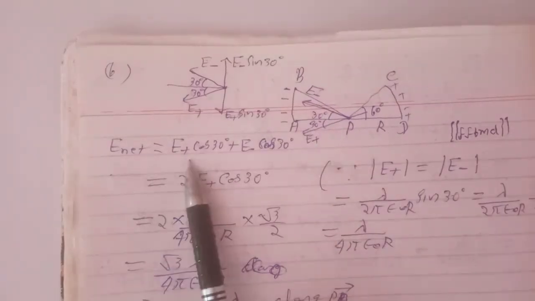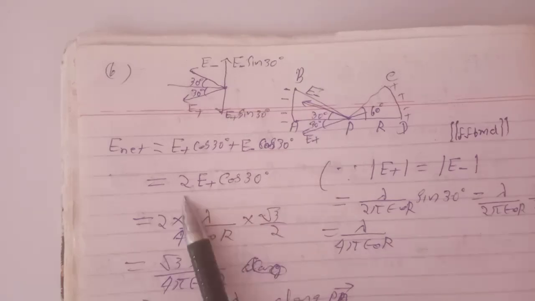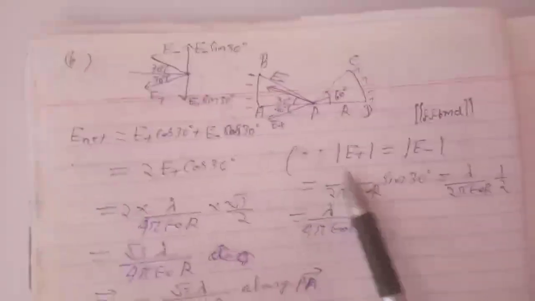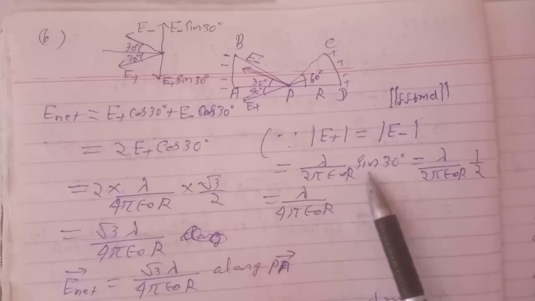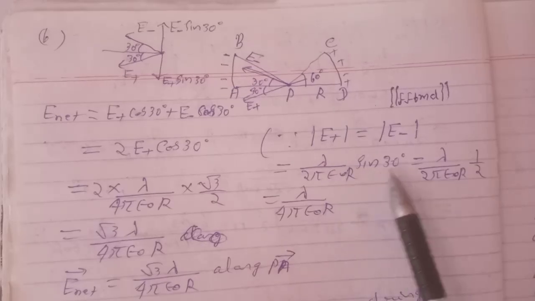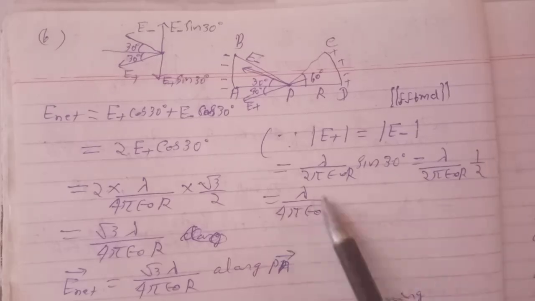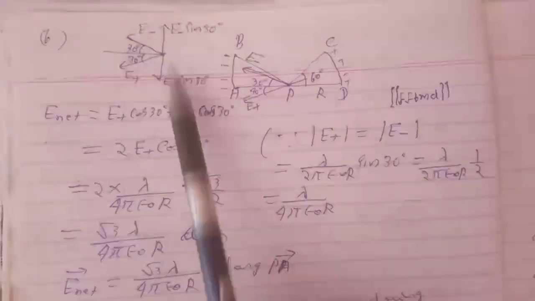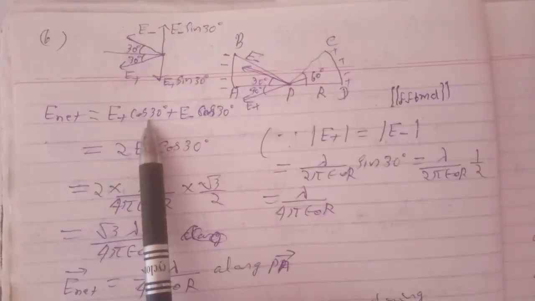So E net will be E plus cos 30 plus E minus cos 30, equal to 2E plus cos 30. Since given mod of E plus equals mod of E minus equals lambda by 2 pi epsilon naught r into sin 30, that is lambda by 2 pi epsilon naught into 1 by 2, equal to lambda by 4 pi epsilon naught r. So the sine components will cancel each other, and we are left only with the component with cos theta.